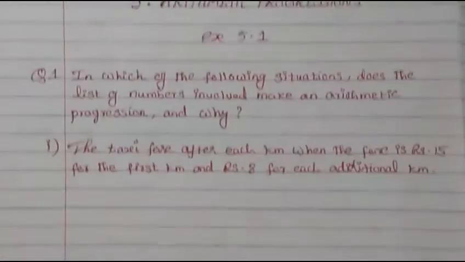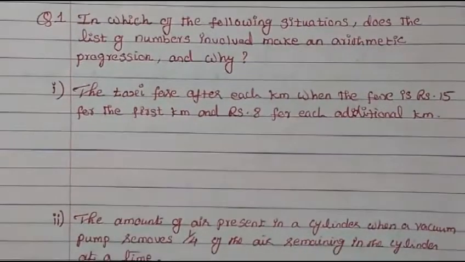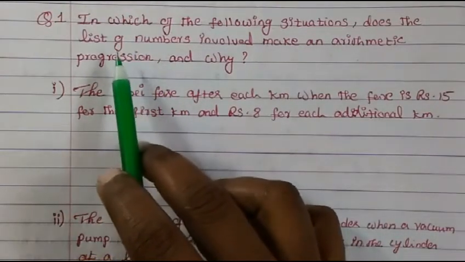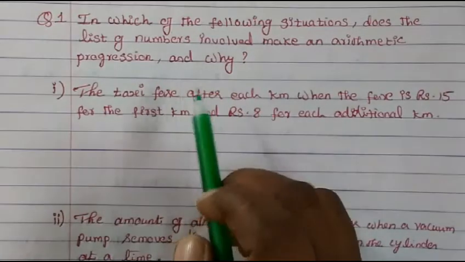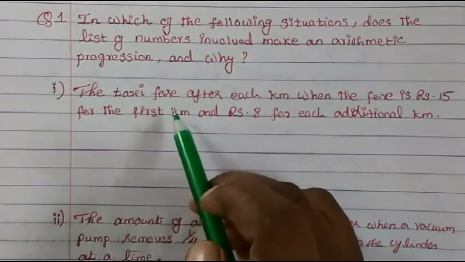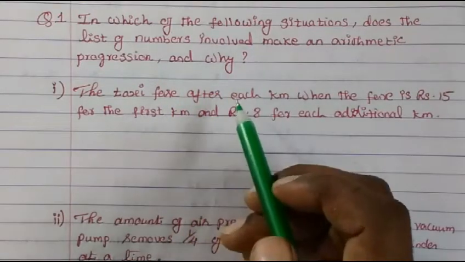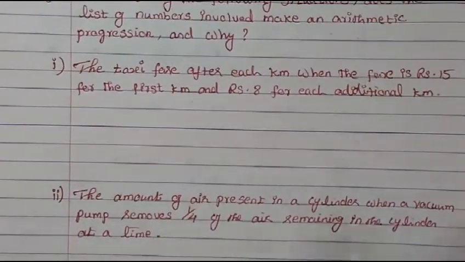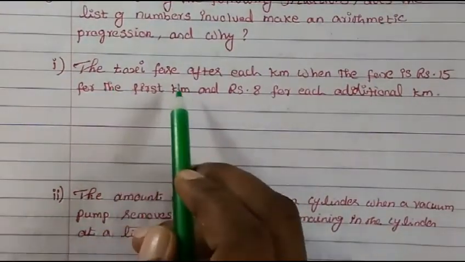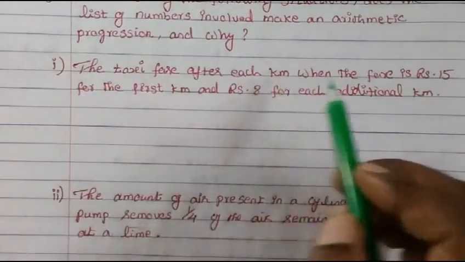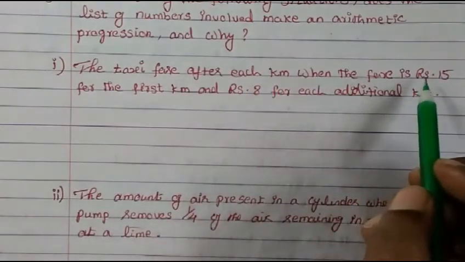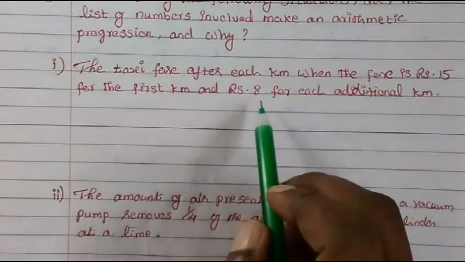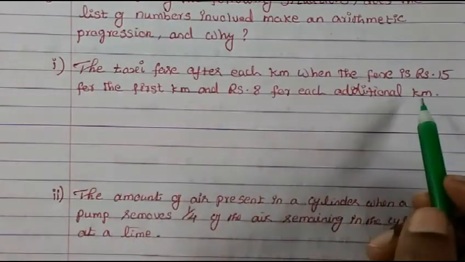So let's see the first situation. We have to find whether the list of numbers involved makes an arithmetic progression here, and if it is yes, then why we have to answer. The first situation is the taxi fare after each kilometer when the fare is rupees 15 for the first kilometer and rupees 8 for each additional kilometer.